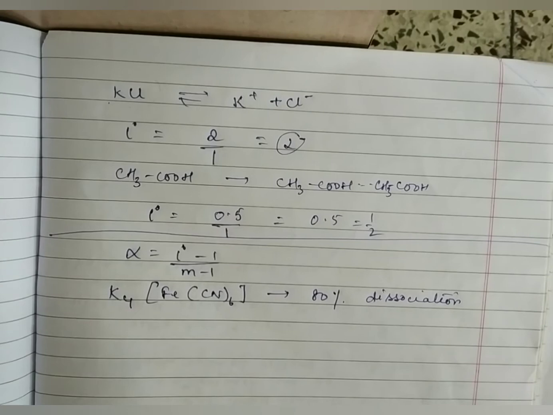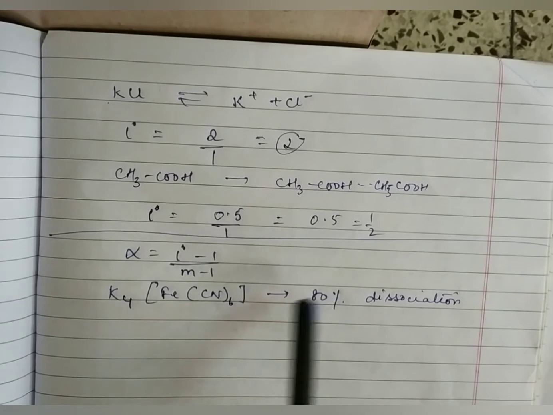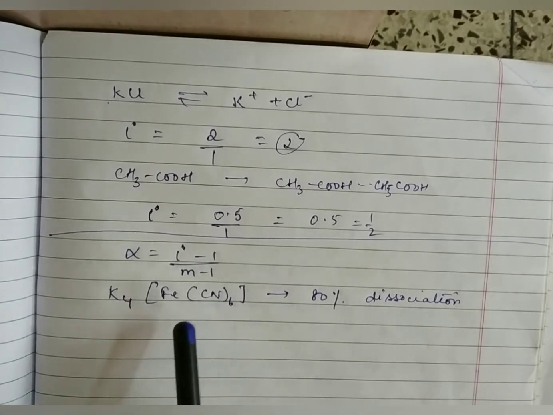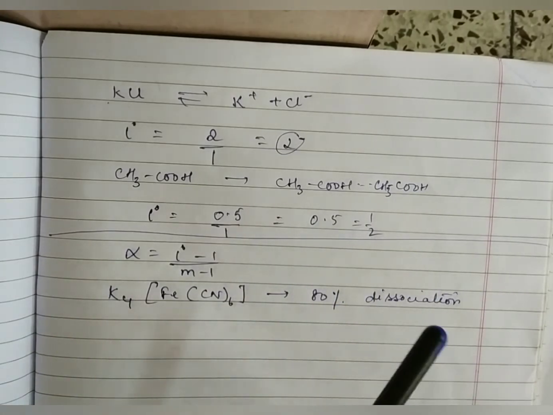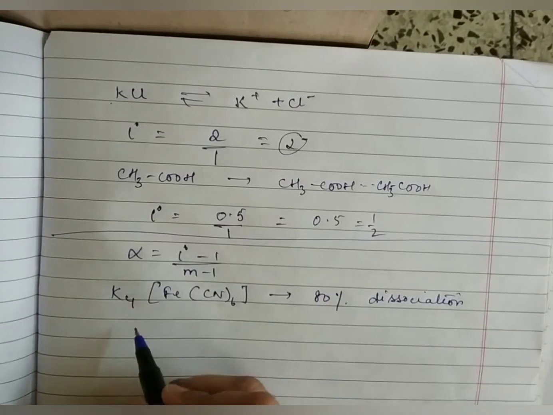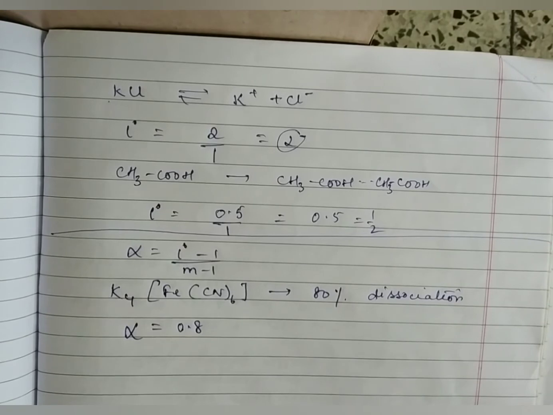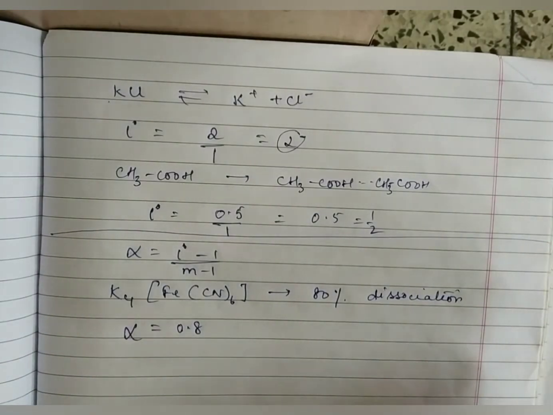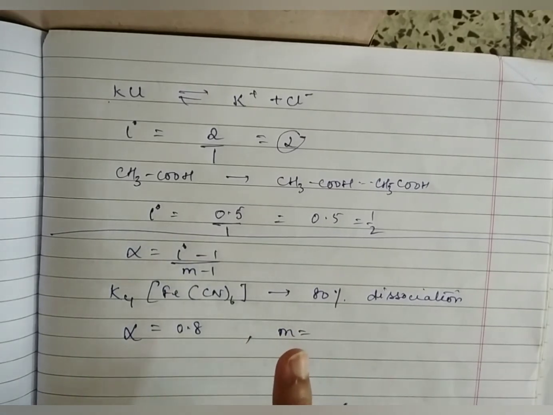Now let us try to understand this with an example. Let us take the example of potassium ferrocyanide. In case of potassium ferrocyanide, let us take the dissociation to be 80%. So the degree of dissociation is 80%, so the value of alpha is equal to 0.8. i we don't know, i we are going to calculate. m is the number of particles after dissociation.